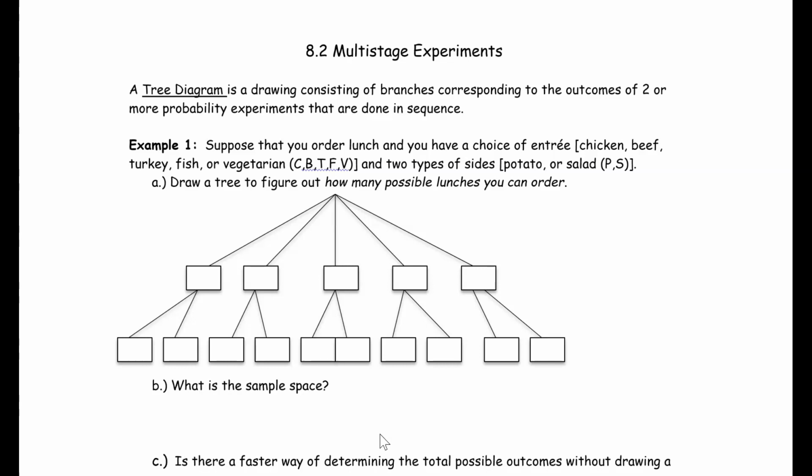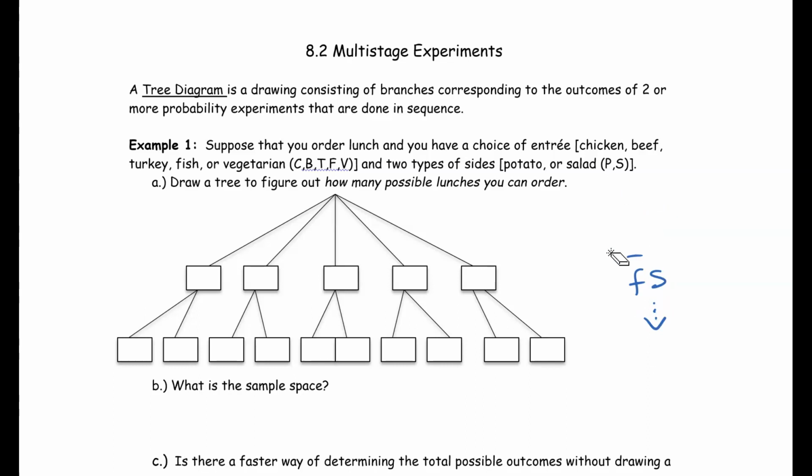Now, if I didn't ask you to draw a tree diagram, if I just said, make a list of all the possibilities, you could start by making just a list. Like I could do chicken and then potato, or chicken and a salad, or fish and potato, or fish and a salad, and you keep going. The downside to this, though, is that it's really easy to forget one.